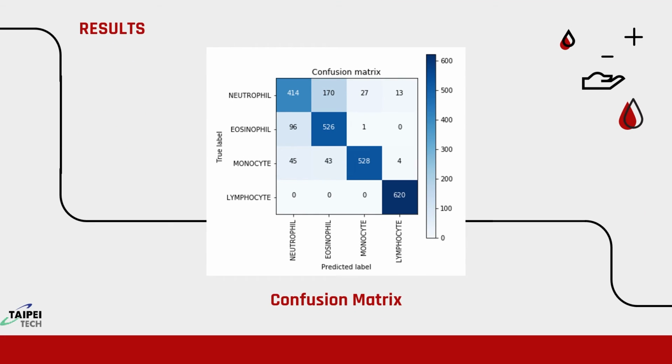The confusion matrix confirmed what we saw previously on the classification report. A certain number of neutrophil was misclassified as eosinophil. Some eosinophil was misclassified as neutrophil mostly. Monocyte was equally misclassified as neutrophil and eosinophil. All the lymphocyte were correctly classified.